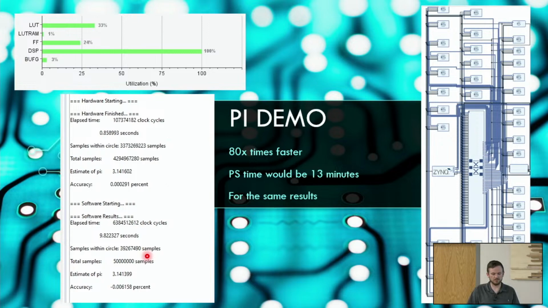And it's not even close. If the processor were to run the same amount of samples, it would take 13 minutes versus 1 second in FPGAs. So now you can kind of see the benefit of offloading your algorithm into hardware. It's because you don't have to execute those instructions sequentially. You can do a lot of it in parallel.